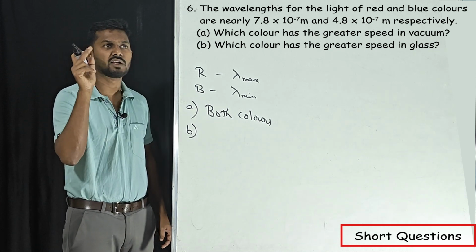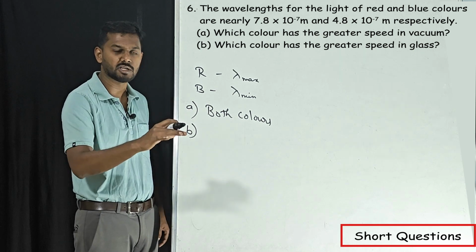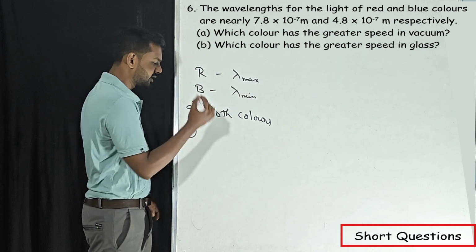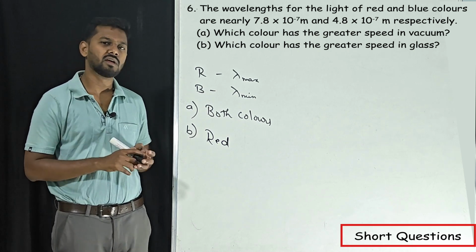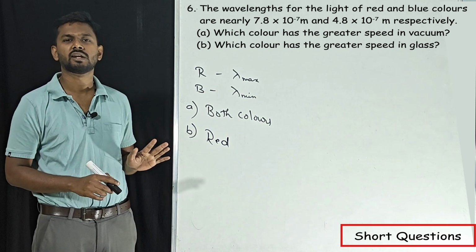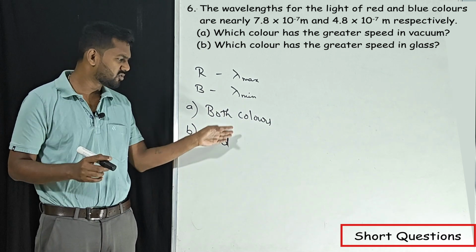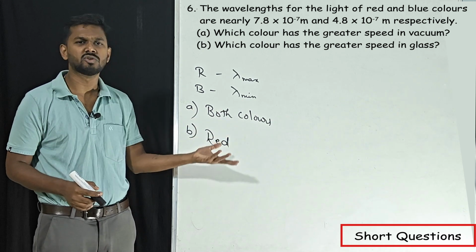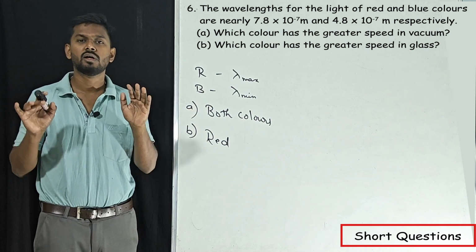So here, which color has the greatest speed in glass? Glass is a medium, right? So their wavelength comes into the picture. So which color has maximum wavelength? Red. So red will travel faster in glass. That's it. This is how you are going to write it in the exam. This one also is not required. Only these two are enough, because these two are for 2 marks, 1 mark each question. You can get the answer within 10 seconds if you have proper knowledge.